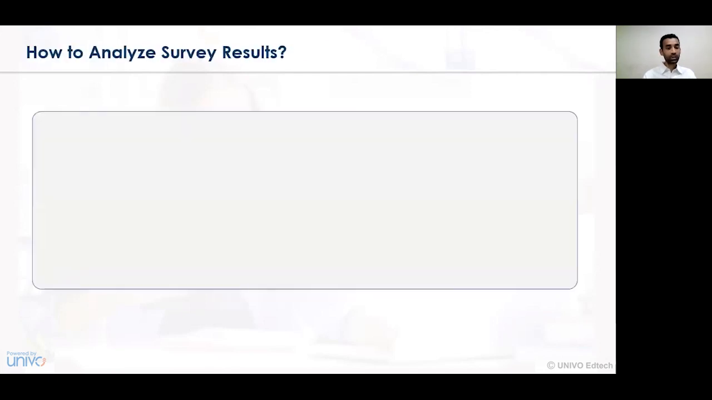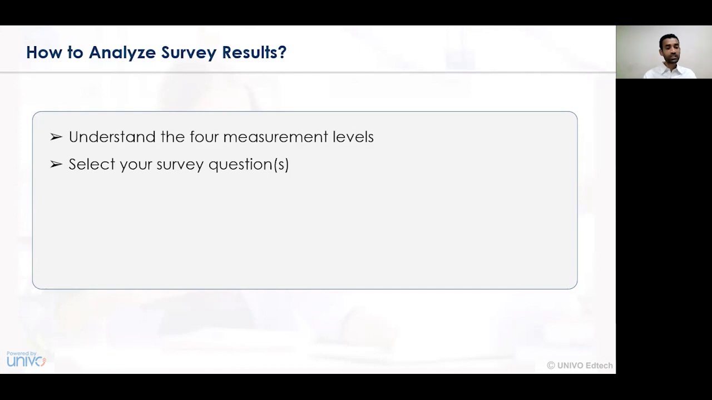Now let us understand how to analyze the survey results. Analyzing the survey results can be undertaken on the basis of 4 measurement levels. Those 4 measurement levels are nominal, ordinal, interval, and ratio. These are the 4 measurement levels on which basis you can understand and analyze the results generated on the basis of the survey. The next step is selecting your survey questions. Survey questions may be open-ended questions, closed-ended questions, direct questions, indirect questions, and so on, or a WH question. In this way, we need to select which type of questions to ask and how the information can be collected from the various respondents.